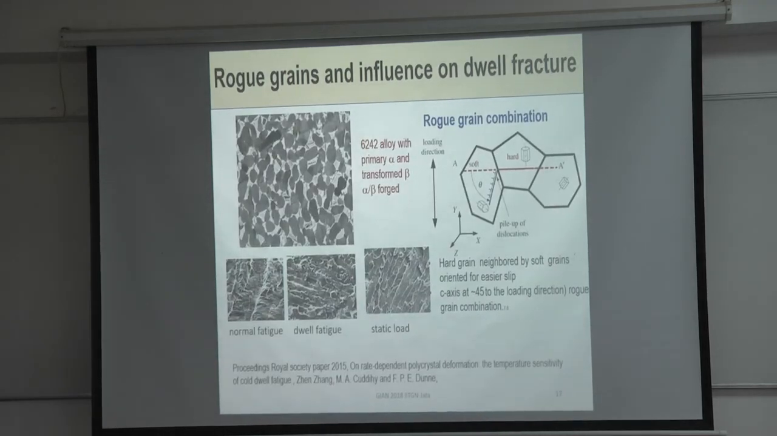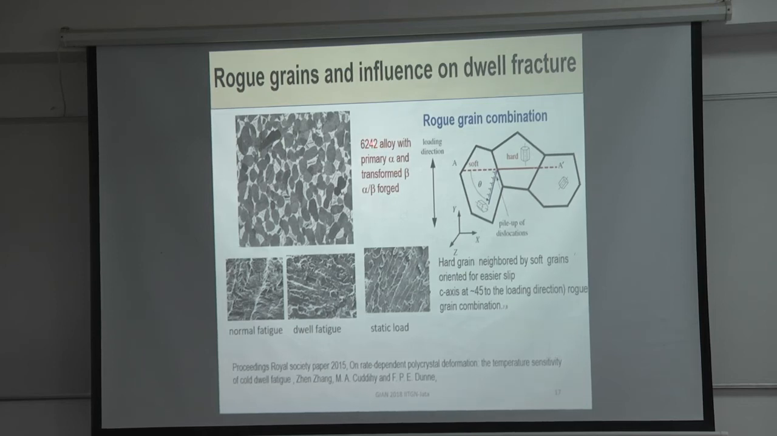And here is a more detailed paper. I have this paper in here actually. I'll maybe take this out later on. This is from the Royal Society, Royal Society proceedings. This is 2015, so it's quite new actually, and Dunn is the group leader. And there is a bimodal type of microstructure in a 6-242 alloy, okay? Primary alpha and transformed beta, and the hot working was done as a forging in the alpha beta field, okay? And that's the microstructure that results.